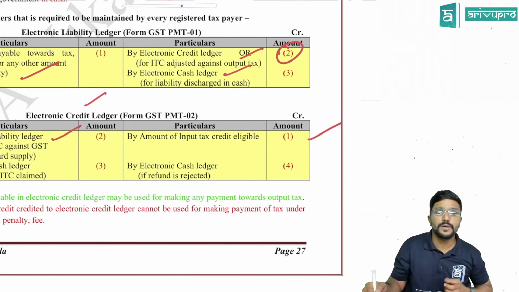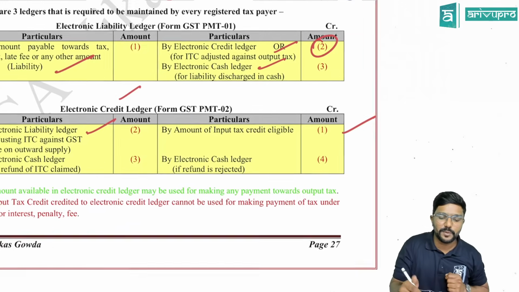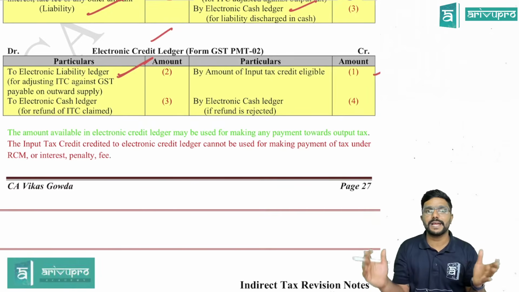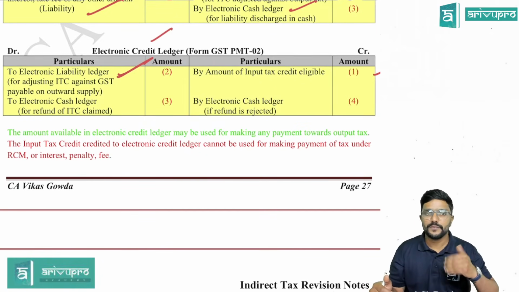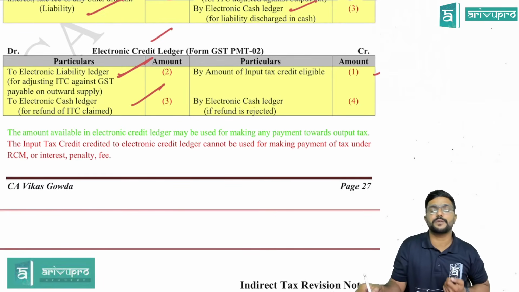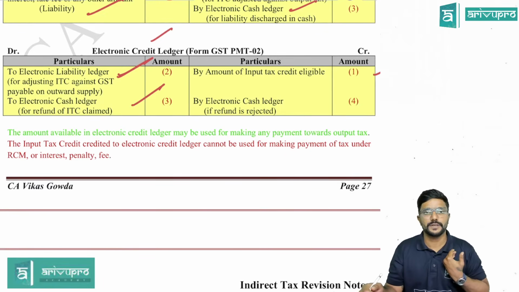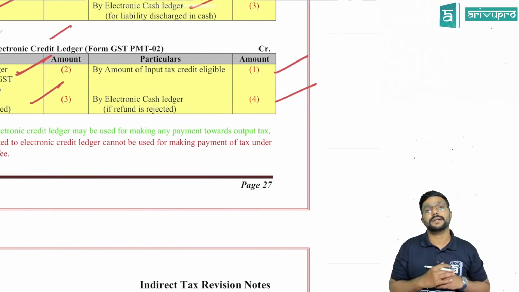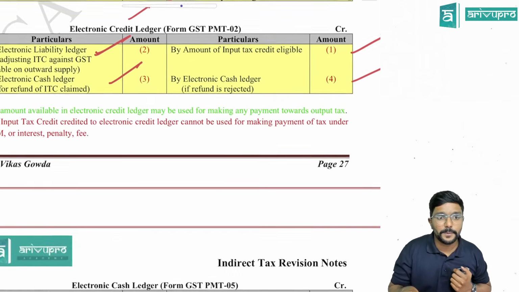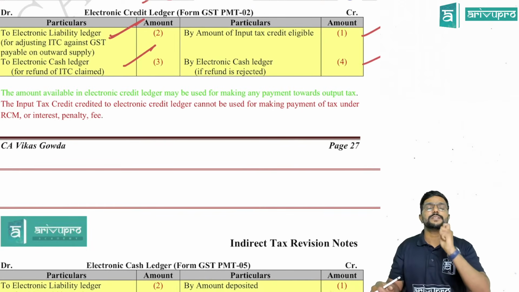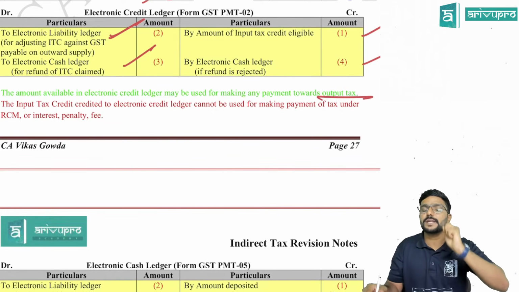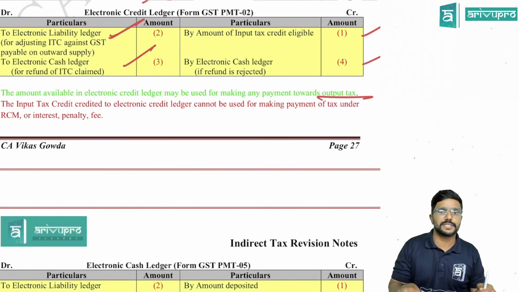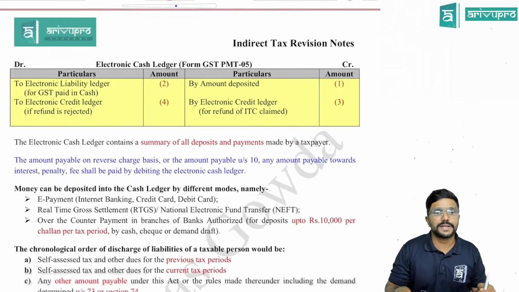Whatever amount is credited in the liability ledger, the same amount will be debited in the credit ledger. Then if any excess credit is there which is not utilized, the person can claim a refund of the same. Whenever he applies for the refund, immediately he will debit it to the credit ledger, assuming he will receive the refund. If it is granted, well and good. If it is rejected, he has to credit it back. Then, the amount available in the electronic credit ledger may be utilized only to pay output tax. If the person is liable to pay any interest, late fee or penalty, it can always be paid only through the electronic cash ledger, guys.